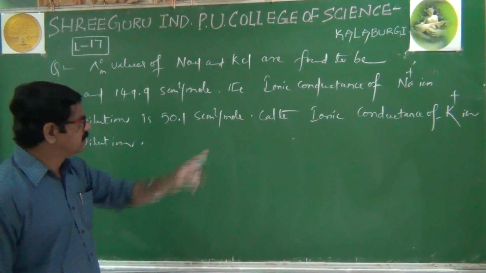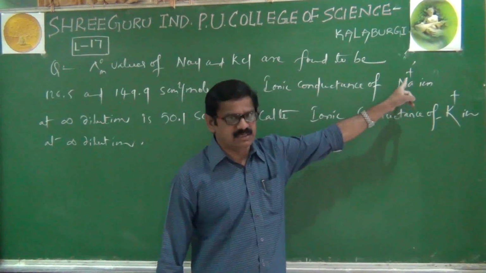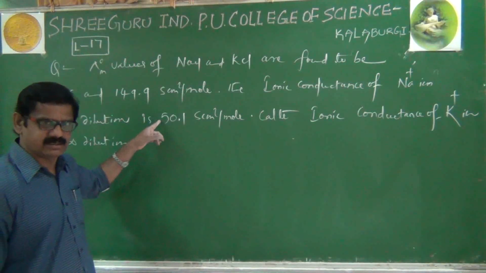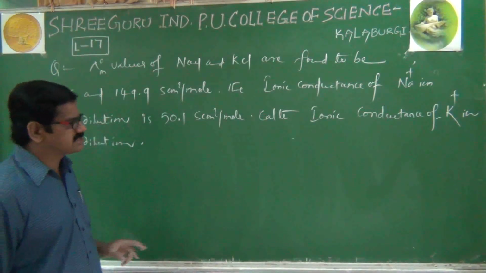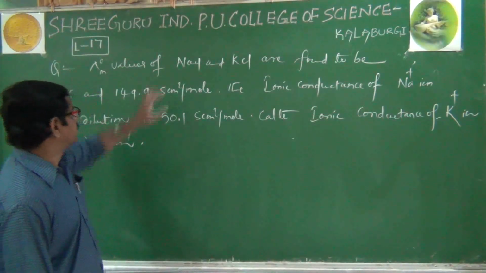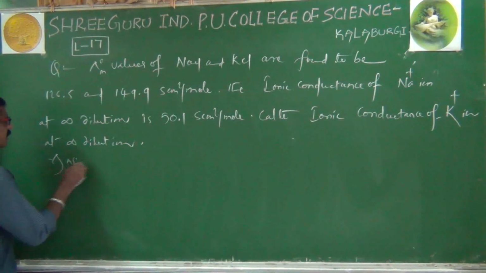At the same time, the ionic conductance of Na plus ion has also been given at infinite dilution. Nothing but limiting molar conductance of Na plus is also given, and it is asking for the limiting molar conductance of K plus. Right. Here first we'll write the given data.